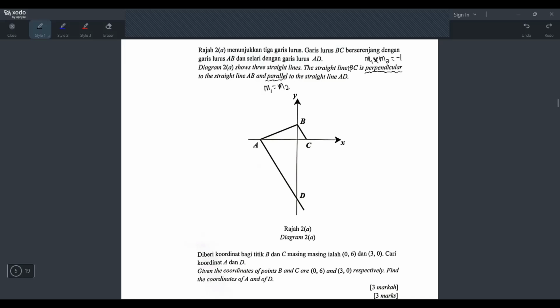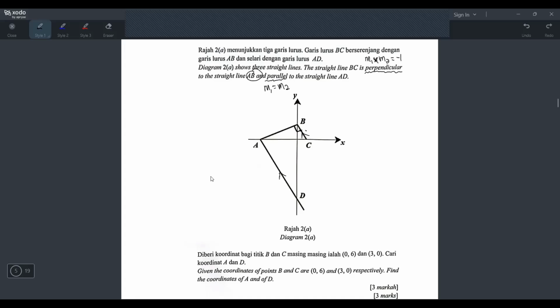But let's label it inside here also. BC is perpendicular to AB. BC is this, AB is this, perpendicular. So put a 90-degree here, right? It means these two gradients multiplied is -1. And then what else, parallel? BC is perpendicular to AB and parallel to AD. It means the line that is parallel to AD is BC. So BC is this line, AD is this line. I'll draw an arrow like this to remind myself they are parallel. All right, parallel means same gradient.